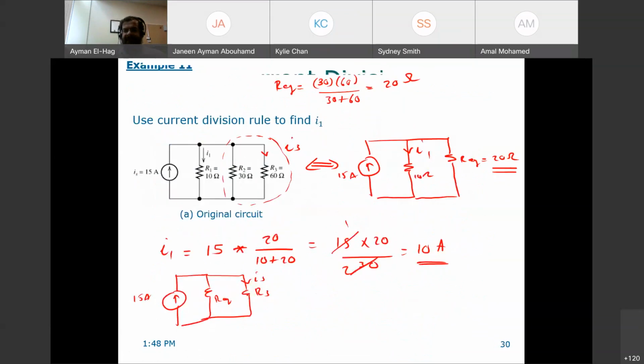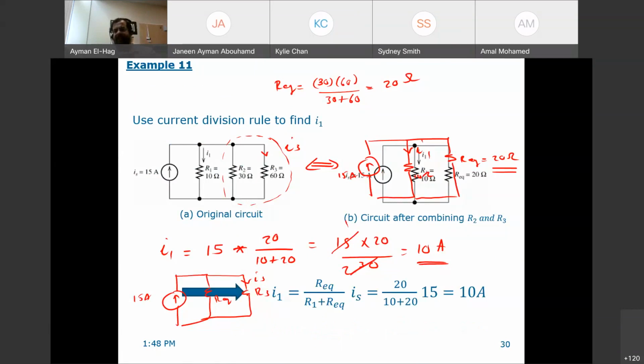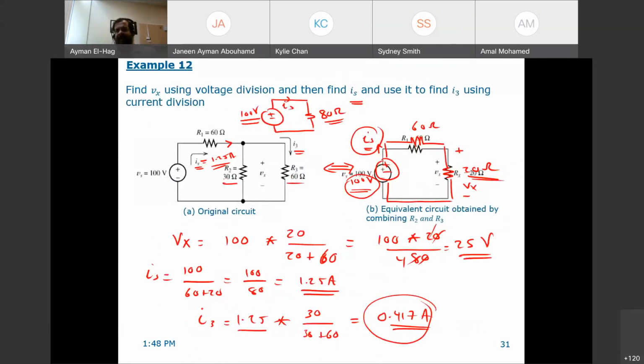So for the current division, it's always the other resistance. For the voltage division, it's the same resistance. So this is the difference between voltage division and current division. Before I move forward, I want to make sure that, yes, it's always the other resistance. Yes. Okay. Now let's move on.